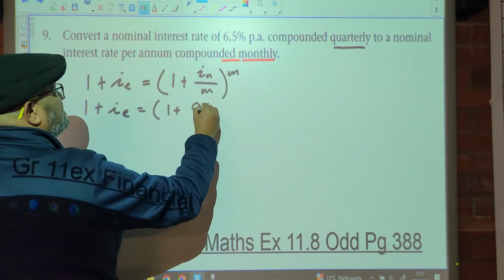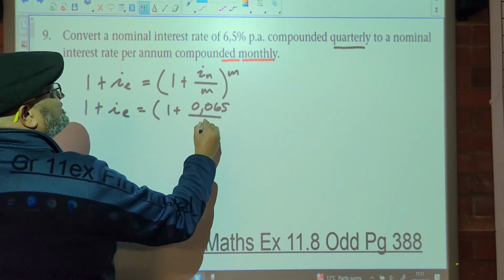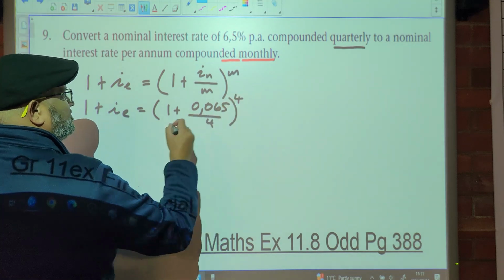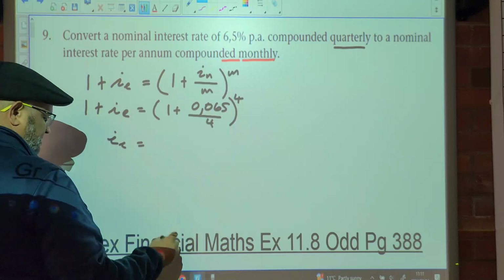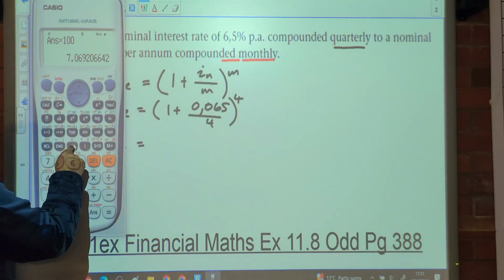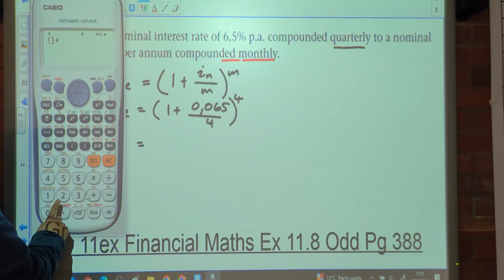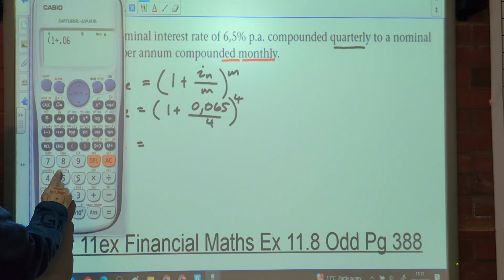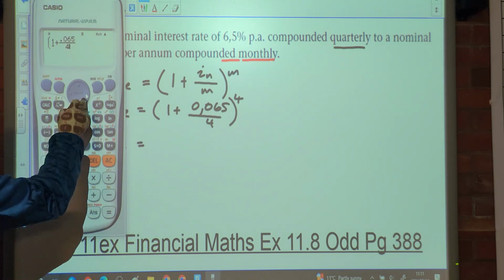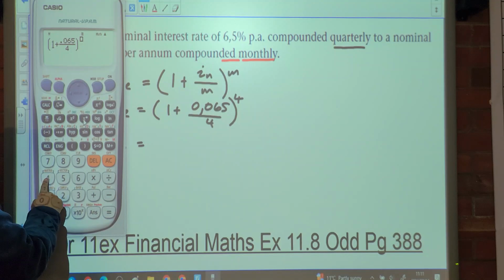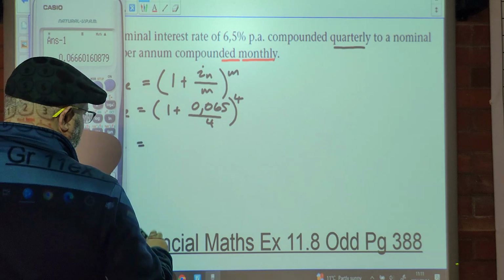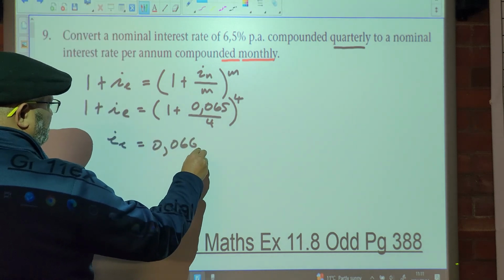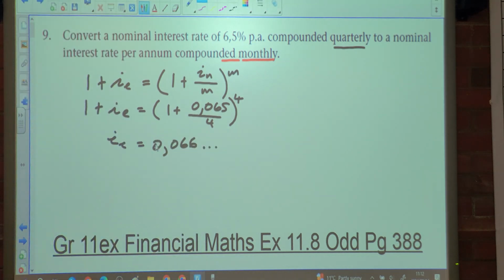Which is 0.065 over 4 to the 4. So your effective is going to be 1 plus 0.065 over 4, to the exponent 4, minus 1. This is 0.066 and the number carries on. Or I could have used the rate as 6.6 something percent.